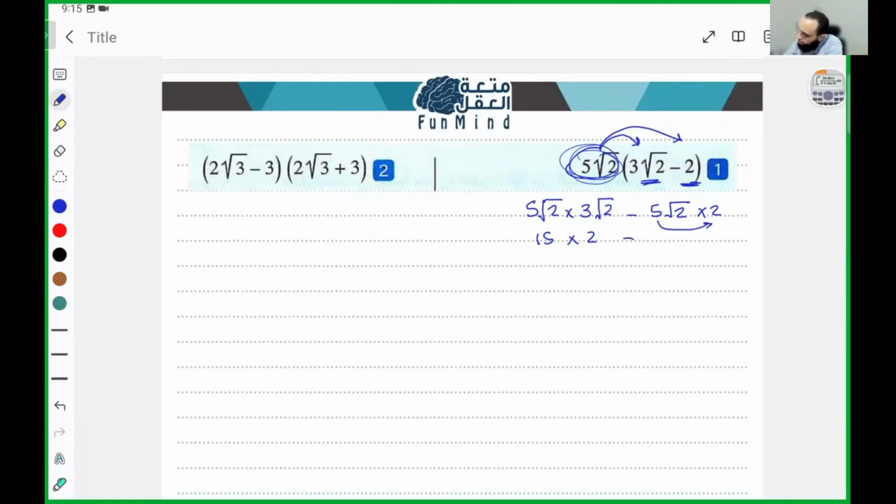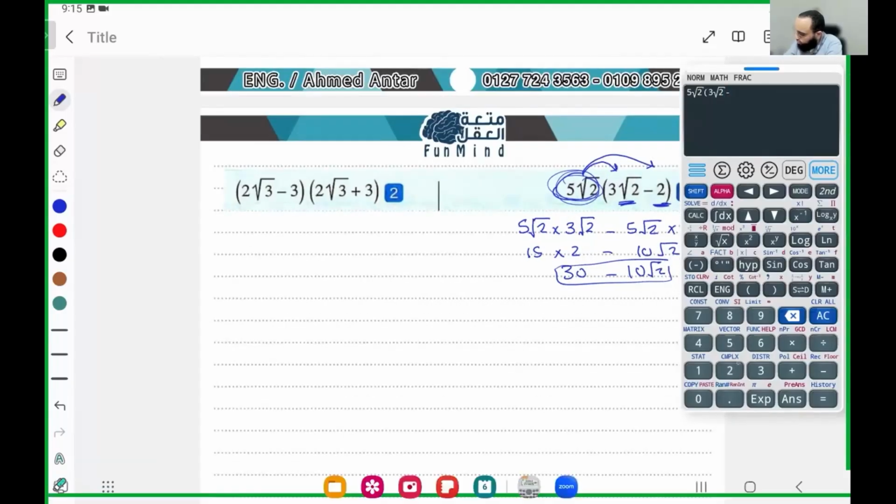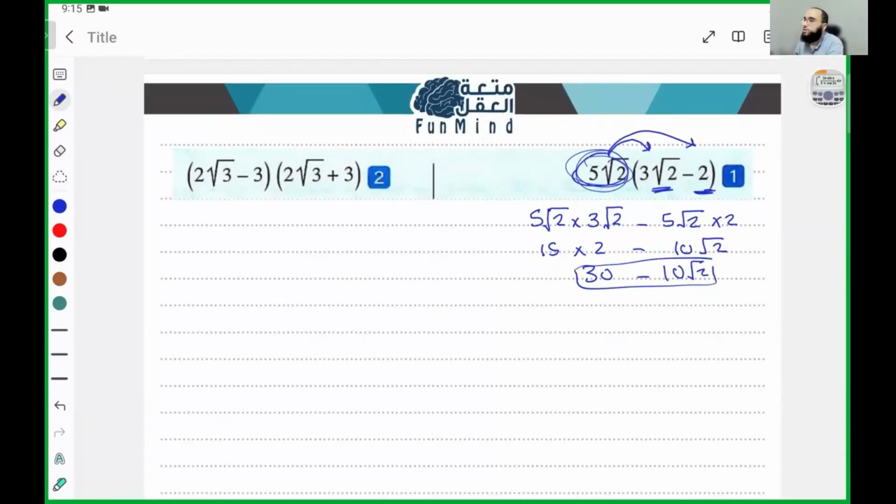Minus 5 times 2, 10. And root 2 times 1, because there is nothing given in the root part, then it's root 2. Okay? Then 30 minus the root 2. You can check the calculator: 5 root 2 outside the bracket, then bracket 3 root 2 minus 2. 30 minus the root 2. Correct? Yes.